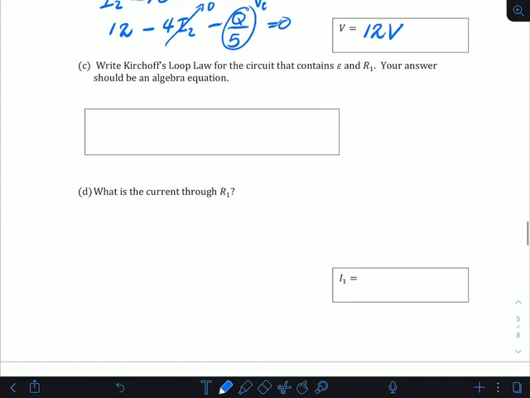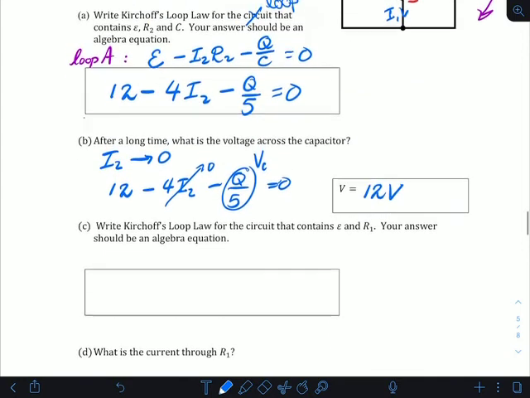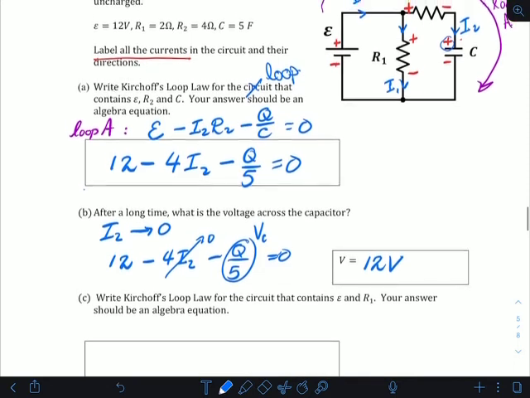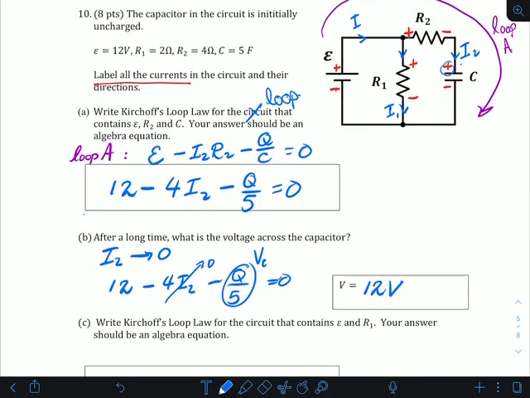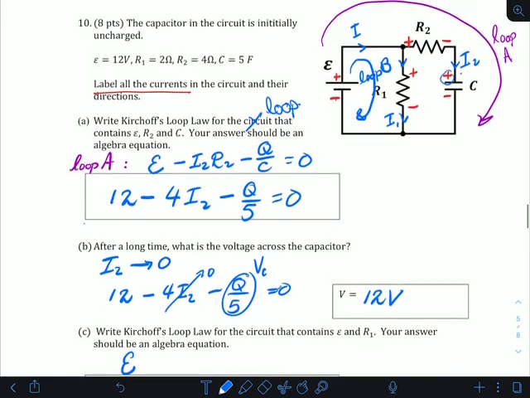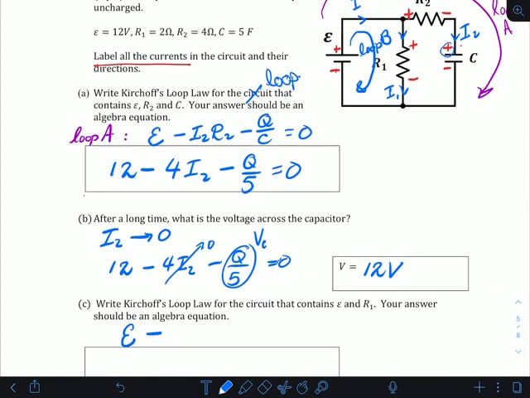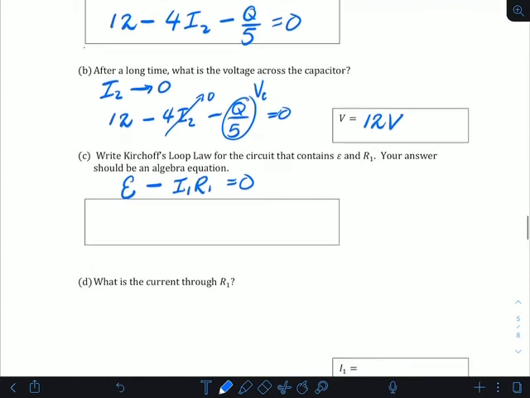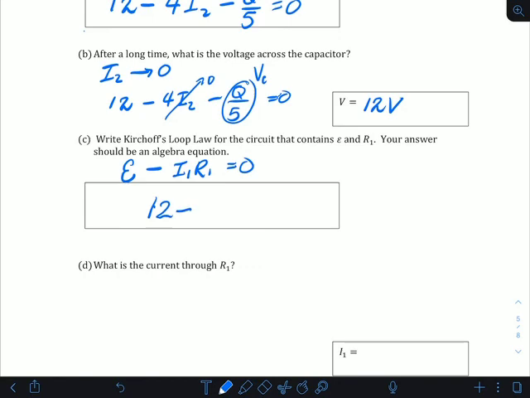Now let's take a look at the next loop law. It says write Kirchhoff's loop law for a circuit that contains R1 and E. So R1 and E, this would be the loop that is right here. We'll call it loop B. If I look at loop B, I have an increase in the EMF, and then as I go through R1, the potential drops. It's equal to 0. So if I put in the numbers, I get 12 minus 2 I1 is equal to 0.